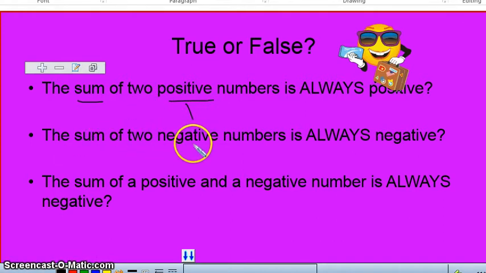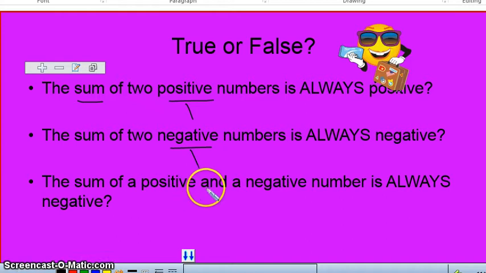The sum of two negative numbers is always negative. Again, that's true. And on the last page I said, if you go to the left and then you go to the left some more, you're going to end up with an answer that's somewhere on the left. And all those numbers to the left of 0 are negative.